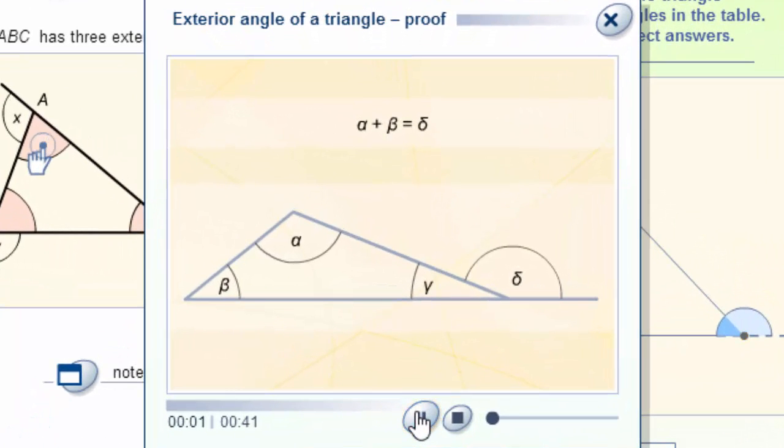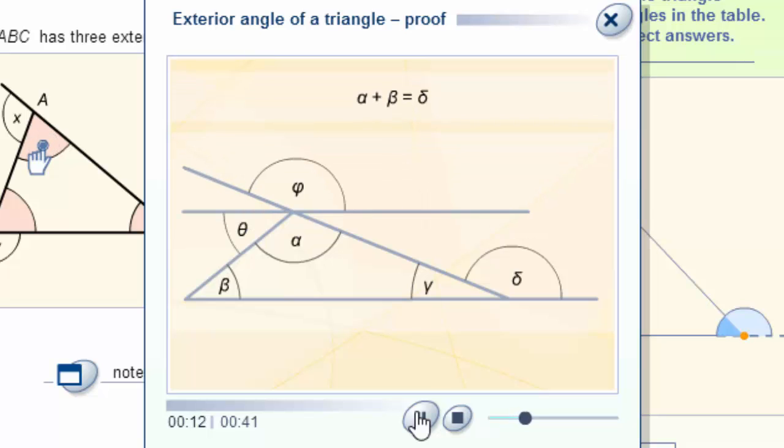We will justify that the exterior angle of a triangle is equal to the sum of the two opposite interior angles. First, we draw a parallel line and mark the new angles theta and phi. Note that the angles beta and theta are alternate angles. The angles delta and phi are corresponding angles. So beta equals theta and delta equals phi.